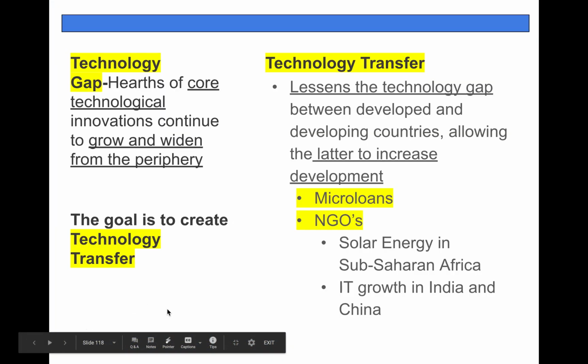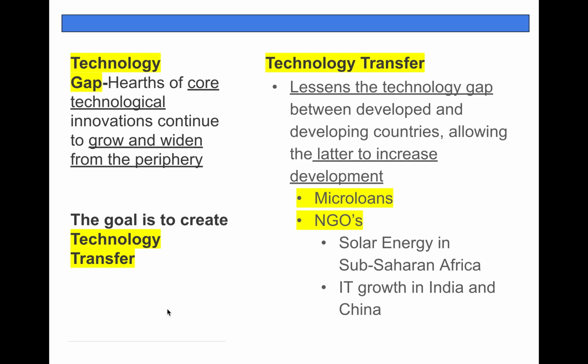Reasons for development. One is the technological gap, which we already mentioned, with communication and technology, a huge gap between the periphery and the core, or less developed regions, LDCs, and more developed regions. The goal is to have technology transfer, and technology transfer will lessen this gap that's problematic to development of less developed regions. That technological gap can be bridged by the following.